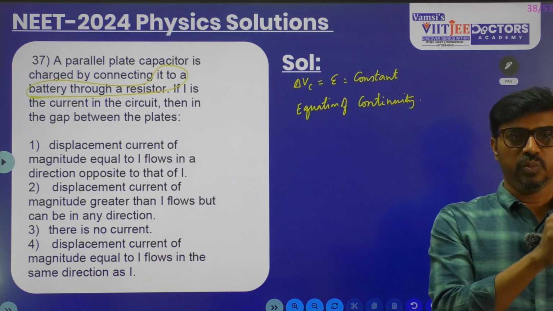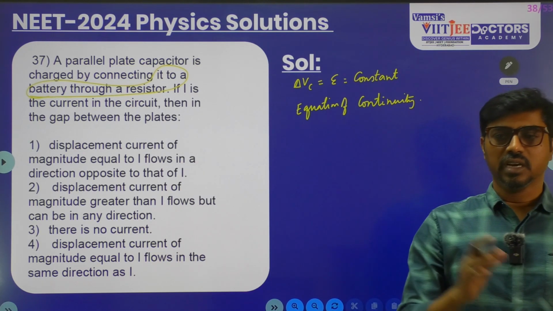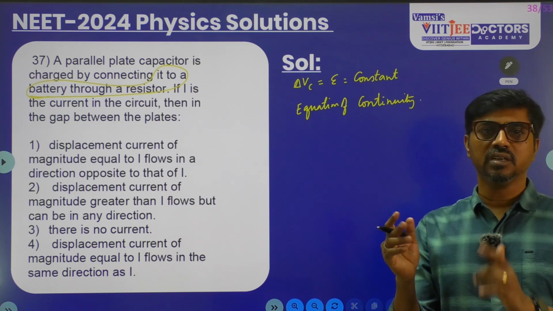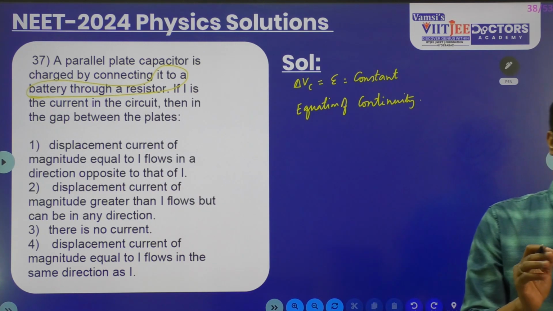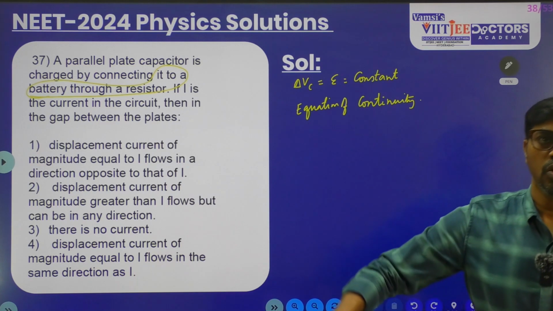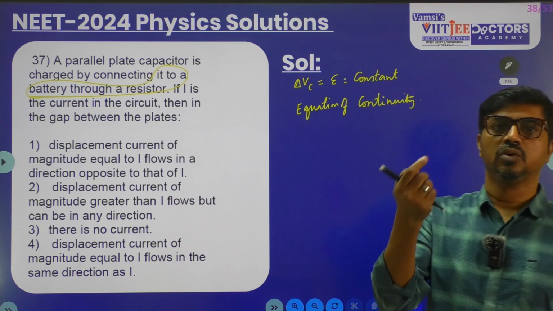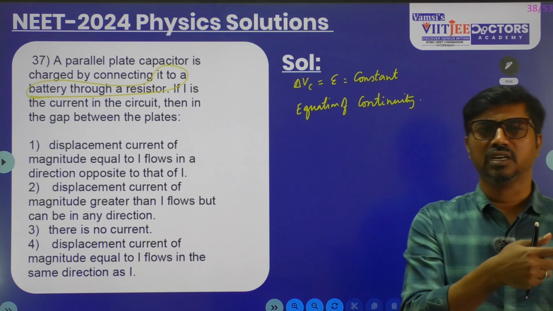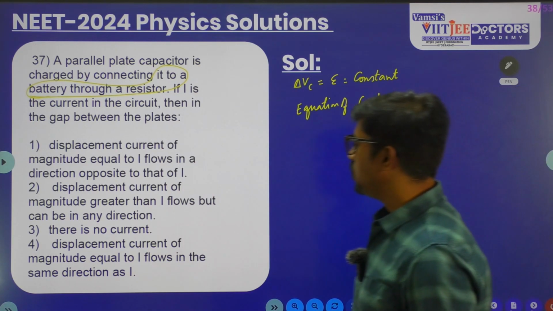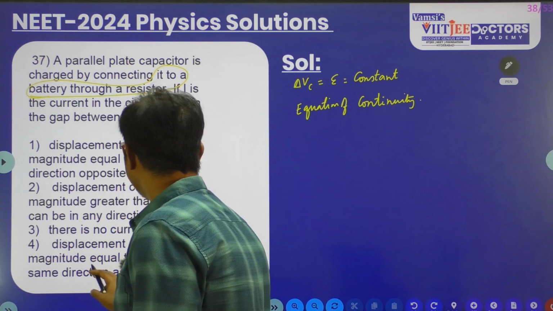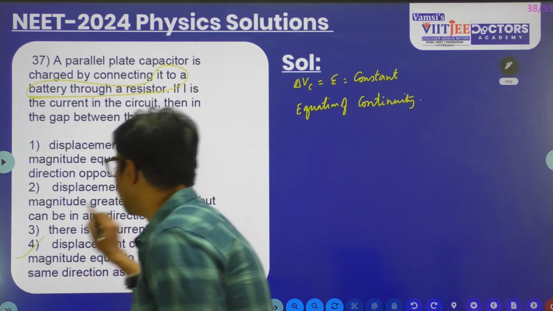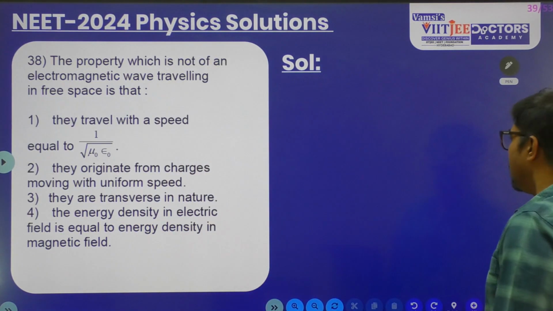Current in the wire will be drift current. Current between the plates will be displacement current. But whatever the current, net current at any junction has to be the same. Throughout, it should be the same current. Current between the plates, displacement current, equals current in the wire, which is drift current, and in the same direction. So what do you get? Displacement current of magnitude equal to I flows in the same direction. So the fourth option is correct here.